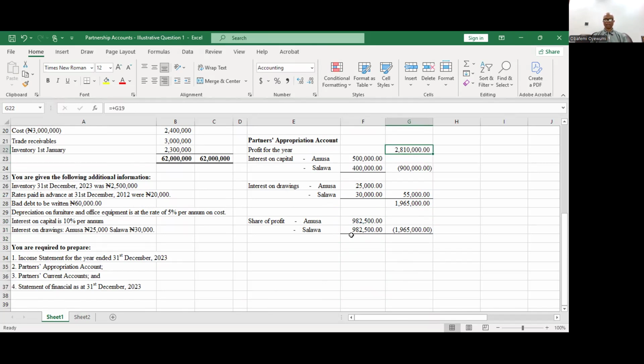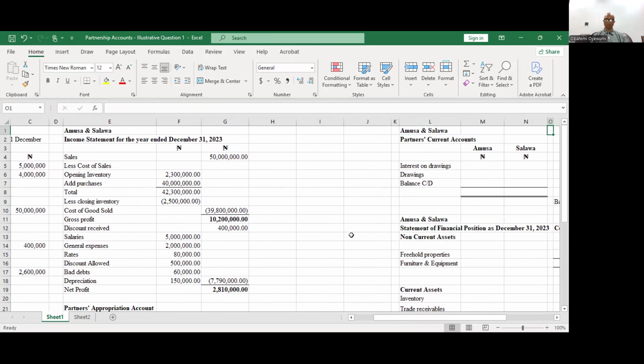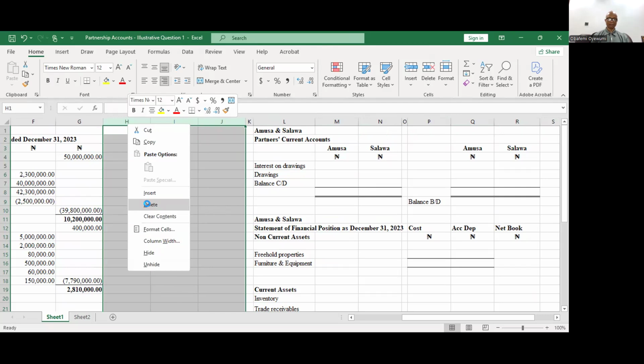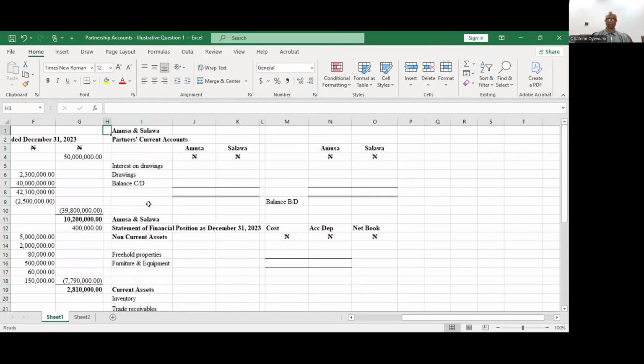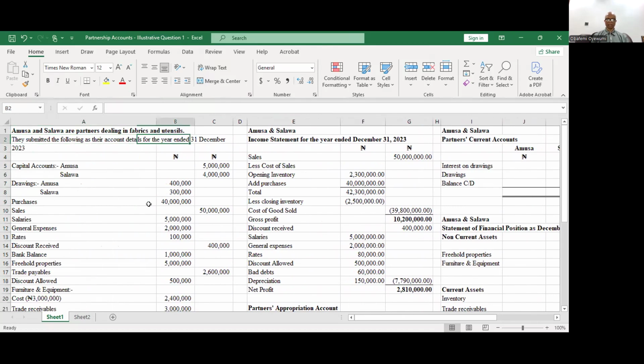So we have done with the income statement and appropriation account as well. So let's go to the other aspect of our question. We're moving fast because of our time. Bear with me. So let's go and look at the other leg of this particular question. Now I believe that you have been able to capture a good understanding of what we have done thus far.